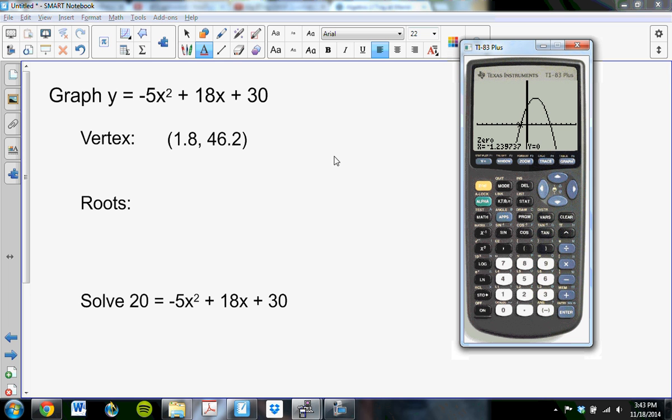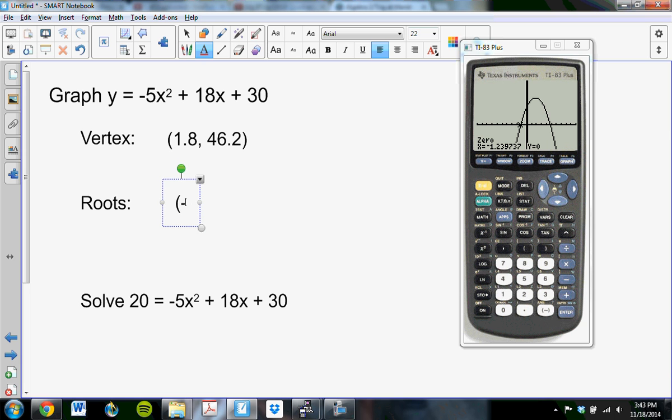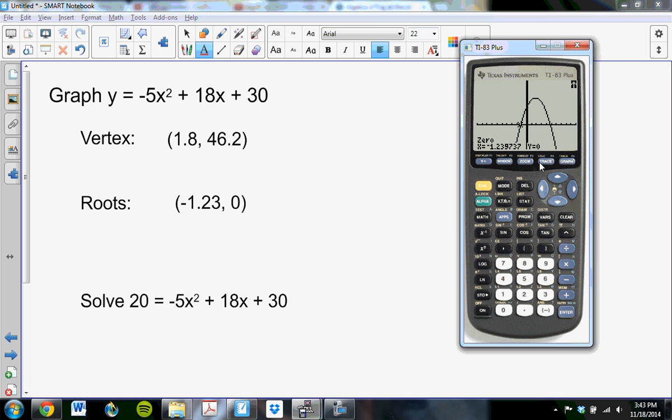One of the roots is negative 1.23. Kind of a fun number. So now I'll go find the other one. I do it again. Second calc, the 0, scroll to the right. I want to be on the left side of this, so I press enter.